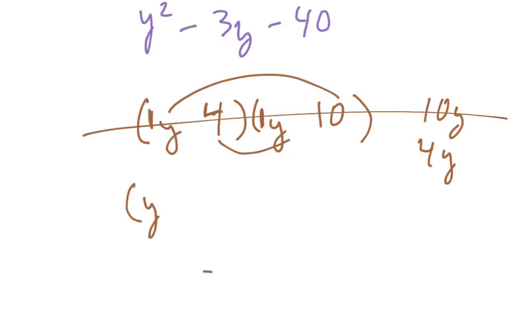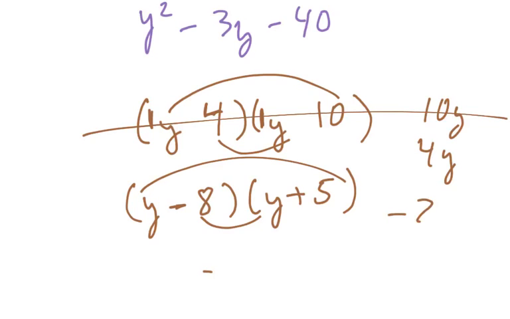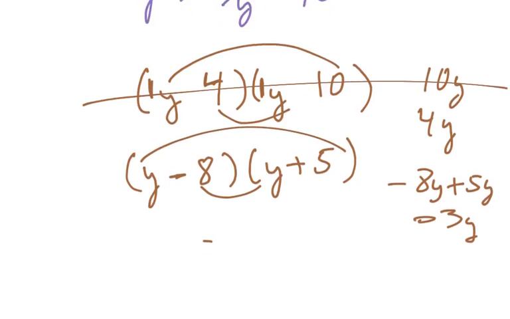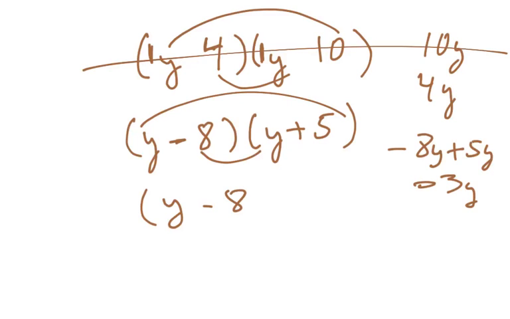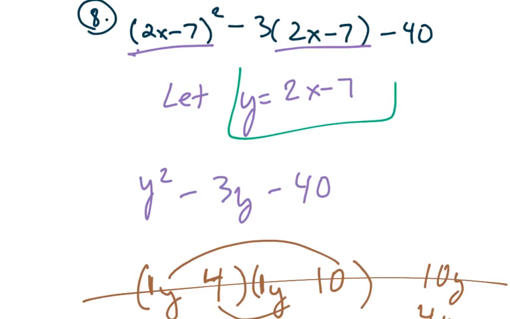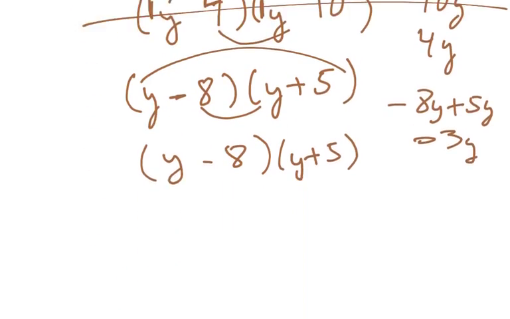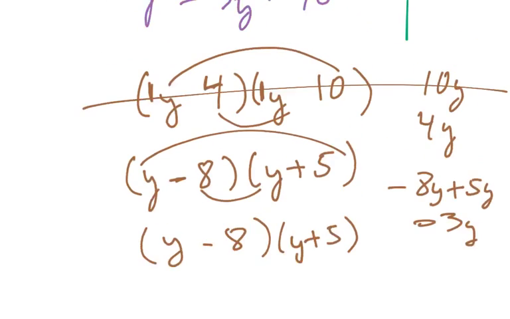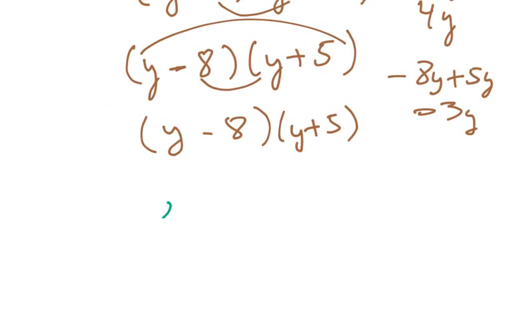We'll try the next one. The next one that pops in my mind is 8 and 5. So we'll go ahead and put 8 and 5. Try again. And if I make this negative and this positive, I'm getting negative 8y and 5y, and that'll give me negative 3y. So there we have it. So this is y minus 8 times y plus 5, and we've broken it down. Now the important part here is to not forget, as I was working through this, I almost forgot about this. Y is 2x minus 7, so y minus 8 times y plus 5 is not the answer. We need to resubstitute in 2x minus 7 for the y's.